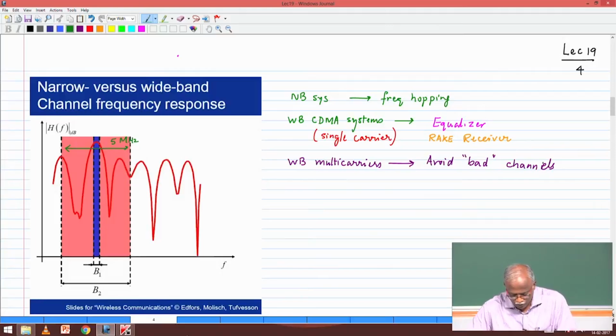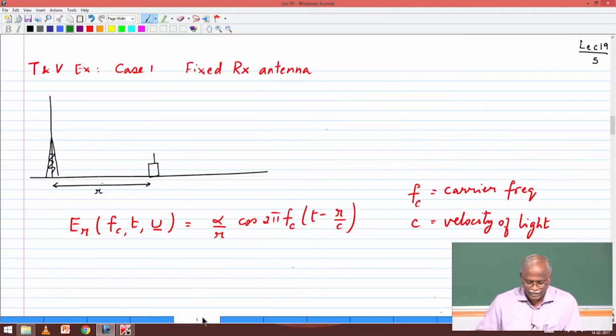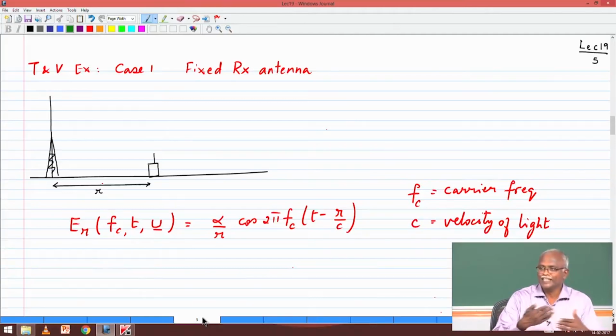Now we move on to discussing the Tse and Viswanath example. The notation has moved over to Tse and Viswanath's notation, so that as you read the book you will be able to follow without any difficulty. The first three cases were already covered in the last class. I'll just refresh your memory so that we will be familiar with the notation.